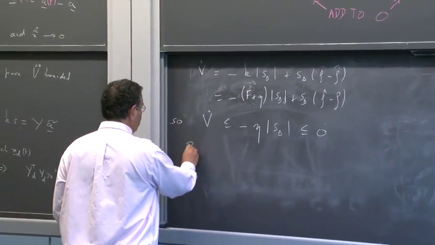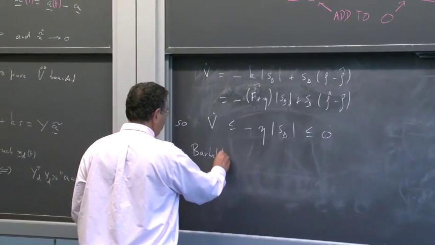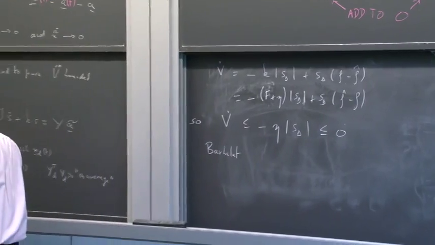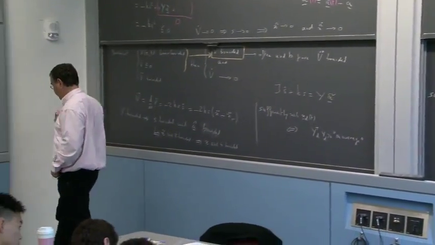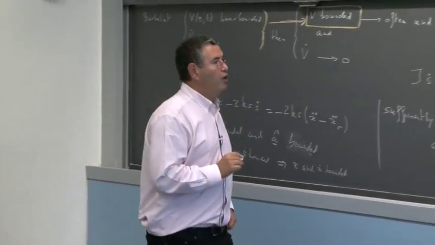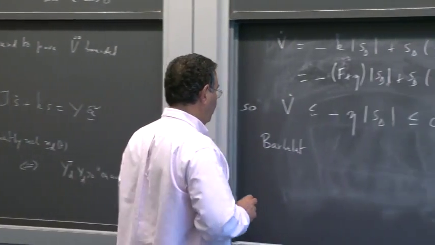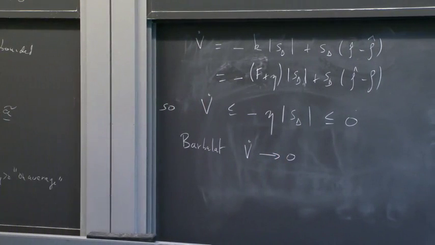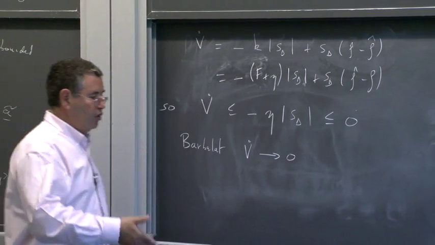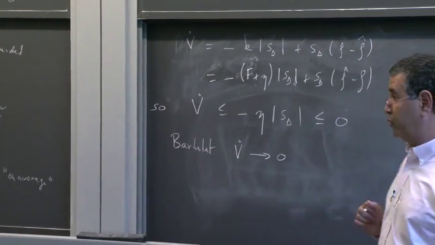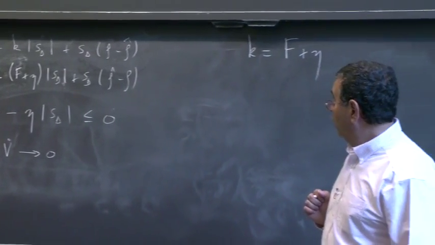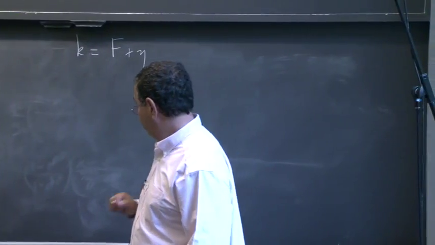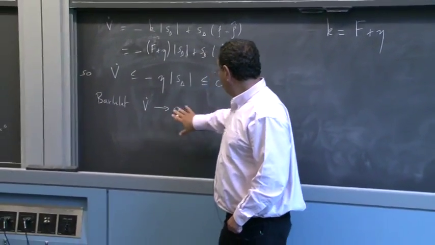If you use Barbalat's lemma, there is a small technicality here. Instead of saying V double dot is bounded, you have to state a slightly more general condition, which says that V dot is uniformly continuous, but it still works in the same way. Again, V positive, V dot negative, and V dot uniformly continuous, which is a slightly more general condition than V double dot bounded. So we find that V dot tends to 0.